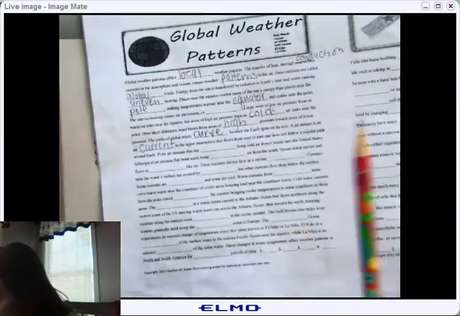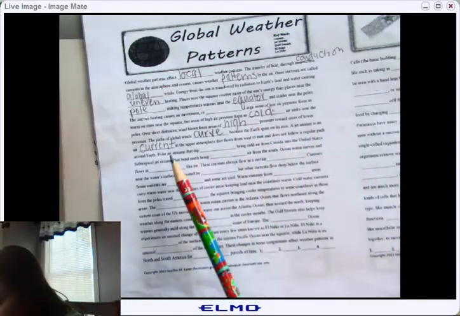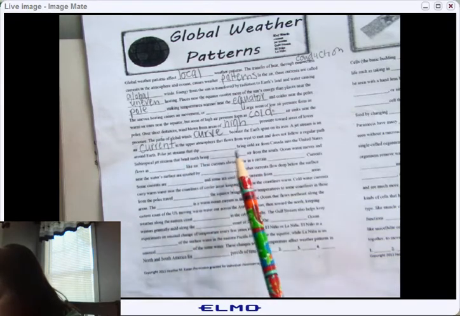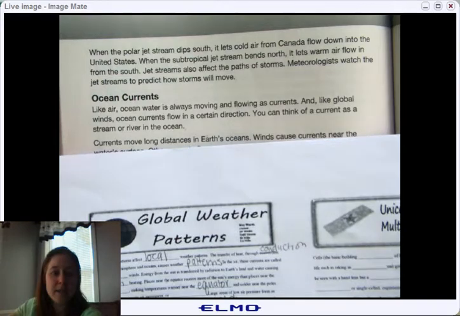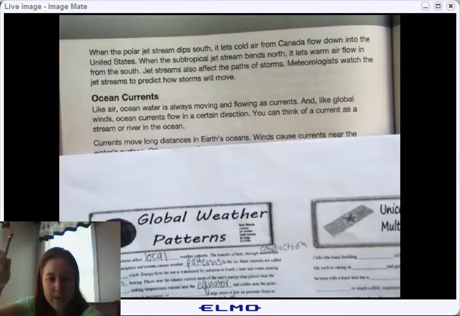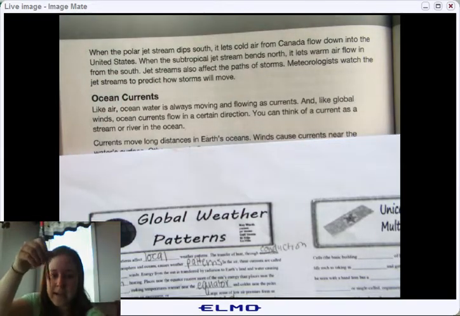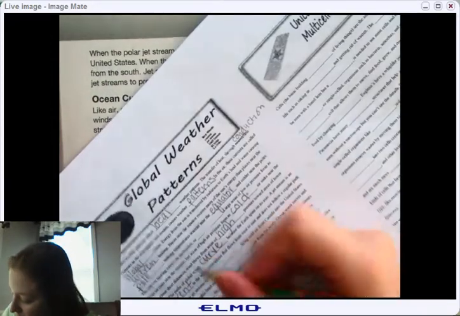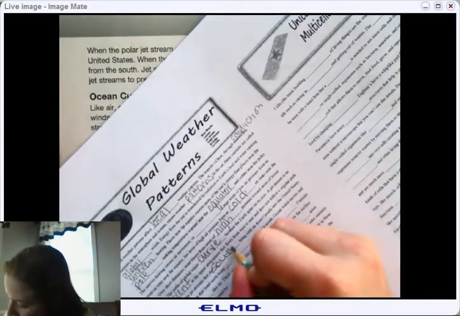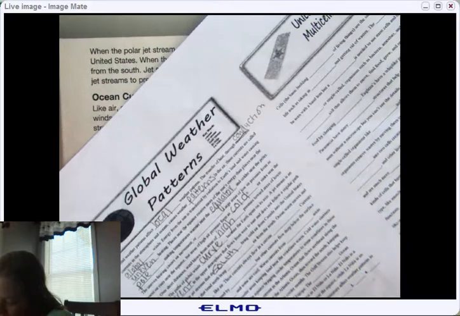So right here, we're going to look at the jet stream. Polar jet streams that dip blank bring cold air from Canada. So what are they going to dip? Look at the very first thing. They're going to dip, besides down, I like a better word than down, south. They bring cold air from Canada to the United States.